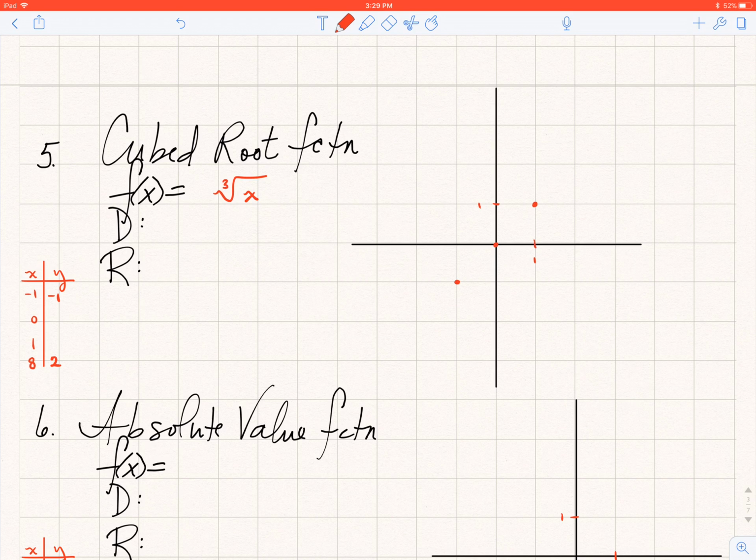So this looks a little bit similar to the square root parent, only it's much shorter. And not only that, I do have something below the x-axis, and I didn't have that on the square root parent.